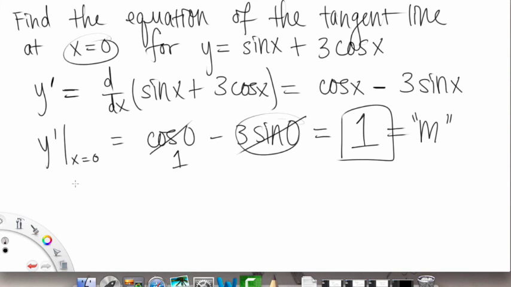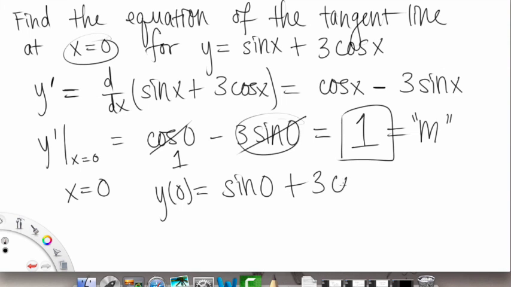And we know that the x value is 0. But now what is the y value of our function at x equals 0? Let's plug in a 0 for x and find that out. So we have sine of 0 plus 3 times cosine 0. Again, sine 0 is 0, and cosine 0 is 1. So y of 0 is equal to 3.